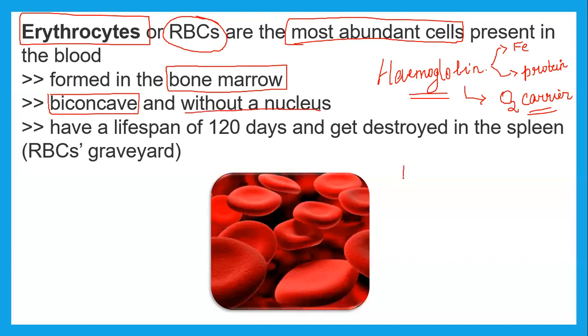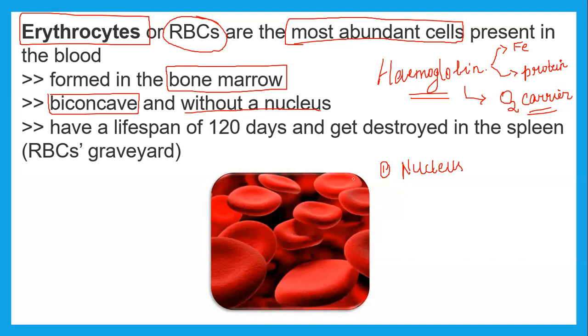So why does RBC lack a nucleus? One question frequently comes, and I also remember one question from NEET 2018, where constantly you are making a mistake. Adult human RBCs are enucleated. Which of the following correctly describes the reason for that? Then four statements are given. Constantly you are making mistakes.